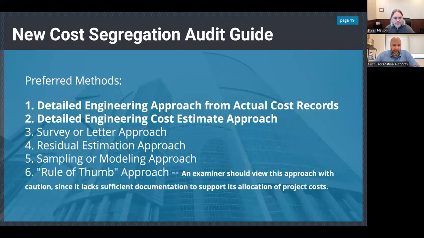Let's skip down to number six, rule of thumb approach. An examiner should view this approach with caution since it lacks sufficient documentation to support the allocation of project costs. My question to you, Bryan, you've worked with the IRS: is number six a preferred method or is it not? Because it's listed under the preferred methods, but then it says this method is bad, don't do it this way. Yeah, I wouldn't do anything by rule of thumb when it comes to a cost segregation study.